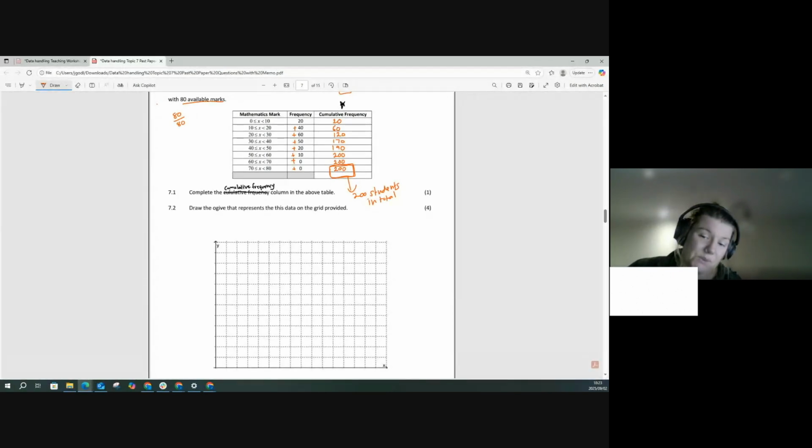Okay, so there's a couple of things we have to take into account when we have an ogive. We don't take the middle mark for an ogive. We always take the upper boundary. That's our X value, and our cumulative frequency is our Y value. So my coordinates here would be 10 and 20. So I'm just going to quickly fill this in. I'm going to go up in tens. And here I'm going to go up in 20s.